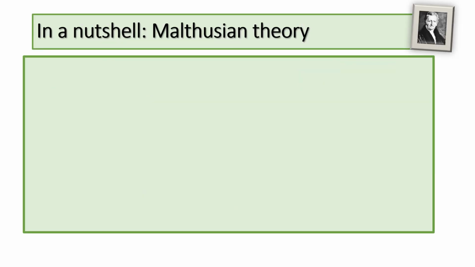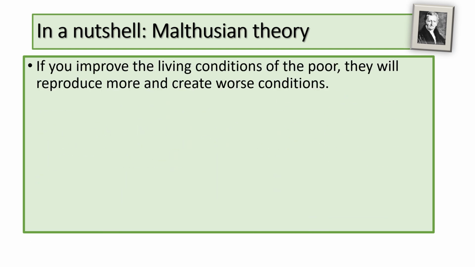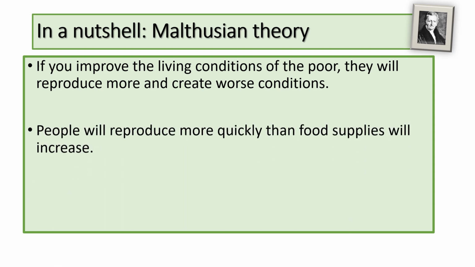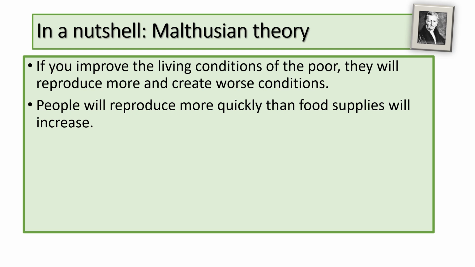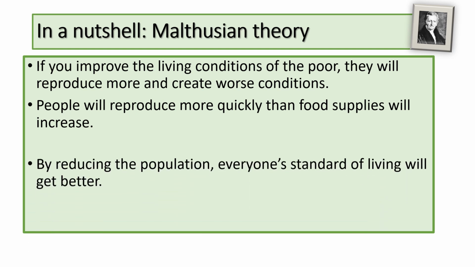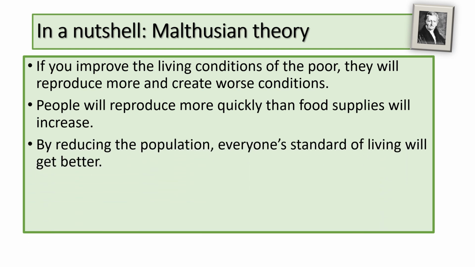So what does it all mean? It's important to reference this because not only does it show further understanding, but it's one of the main issues that Dickens had in terms of Malthusian theory. Dickens opposed this, and this is what Malthus thought: if you improve the living conditions of the poor, they will reproduce more and create worse conditions. People will reproduce more quickly than food supplies will increase. By reducing the population, everyone's standard of living will get better.